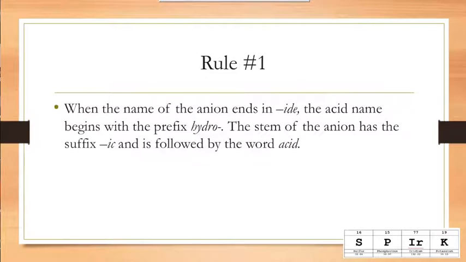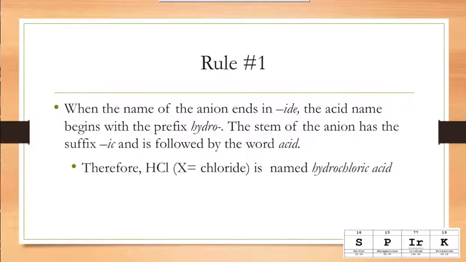Rule number 1: when the name of an anion ends in -ide, the acid name begins with the prefix hydro. The stem of the anion has the suffix -ic, and is followed by the word acid. Therefore, HCl, where X is chloride, is named hydrochloric acid. You see that we kept chlor for chlorine, but we added a prefix and a suffix because the chloride ion ends in -ide.